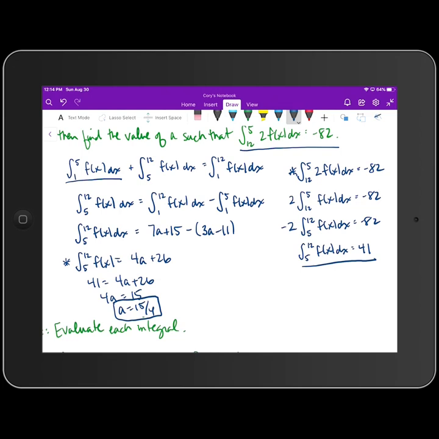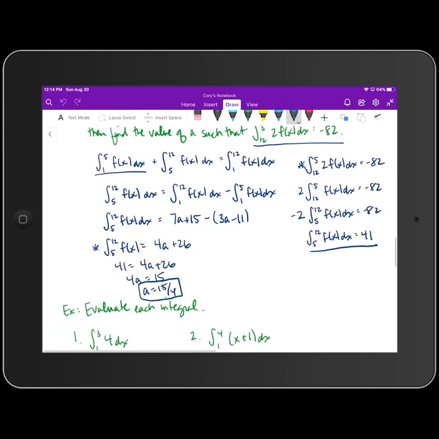All right, so that's a really good problem that utilizes several of the properties of definite integrals that we looked at earlier. Okay, we're going to finish the rest of the lesson up in the next video.